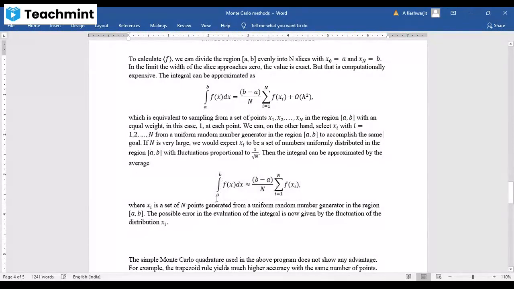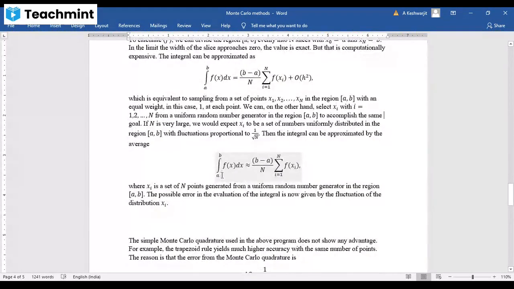This integral can be approximated as the integration of f(x) dx from A to B is approximately equal to (b minus a) by n, times the summation of the value of the function at those random points. Here we have neglected the second order terms, so this is only an approximation. Here xi is a set of n points generated from a uniform random number generator in the region A to B. The possible error in the evaluation of the integral is now given by the fluctuation of the distribution xi.